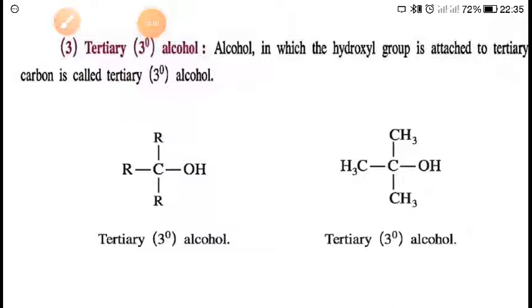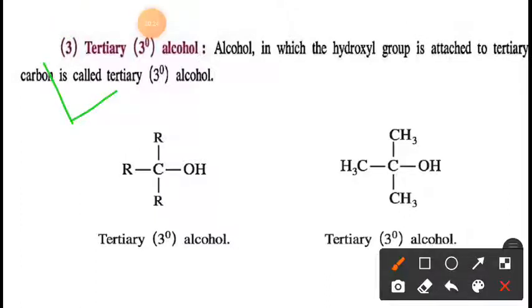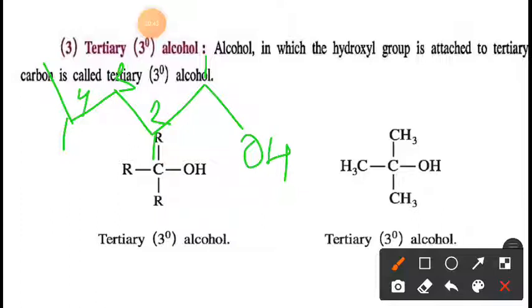So let me give you one example. Suppose we have this. Here OH is attached here, and here one. So what do we have to do? We have to give the functional group the lowest number, right? So our numbering will be from here, right? 1 2 3 4 and 5.